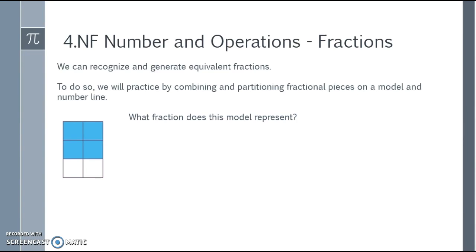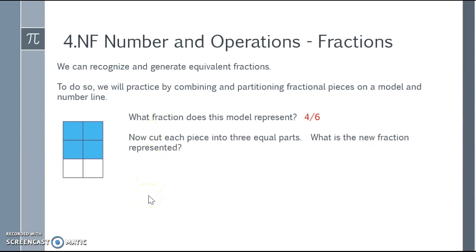So what fraction does this model represent? I see that there are 6 pieces, so each piece represents 1/6, and I see that there are 4 copies of 1/6 shaded, so therefore it equals 4/6.